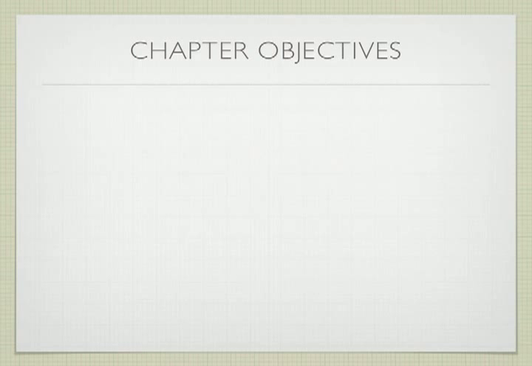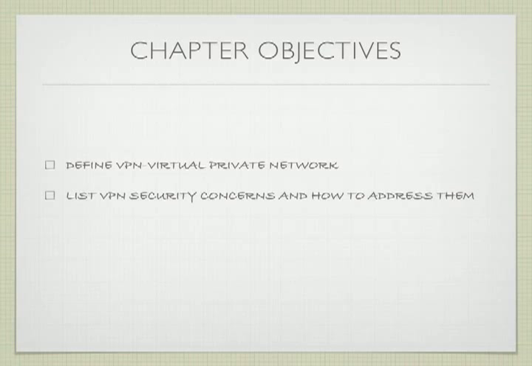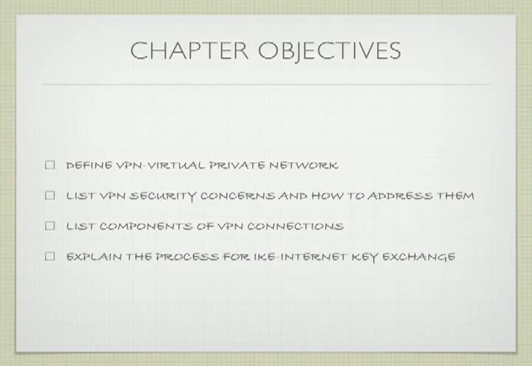The objectives then for this session are to be able to define what a VPN is, a virtual private network, to be able to list the basic security concerns and how the VPN process addresses those concerns, to list the components that are involved in creating a VPN connection, and to explain the process that's used for IKE, Internet Key Exchange, which is a key portion of the VPN creation process. So all of these concepts are covered in this session.